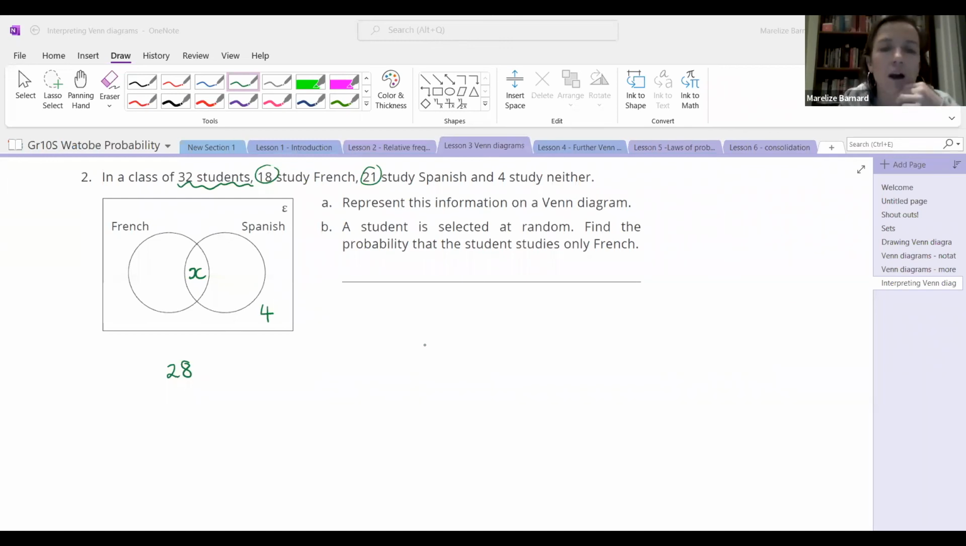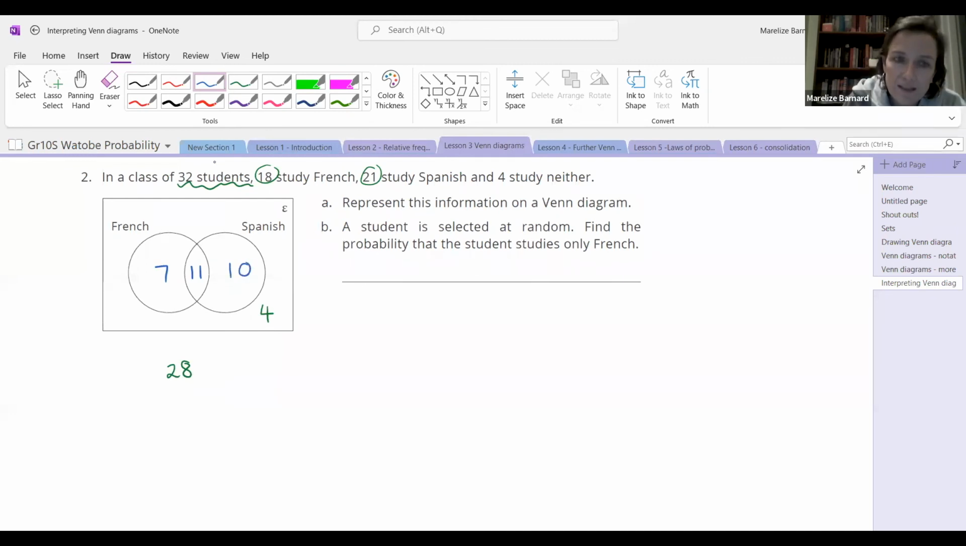Because we don't know how many students take both, but we do know that all of them together must add up to 32. So 39 minus 28 is 11. I think that's the right answer. That is right. 11 take both. I agree with that. And we can do it without actually going down the route of solving for x. So that means 7 take French and 10 take Spanish.